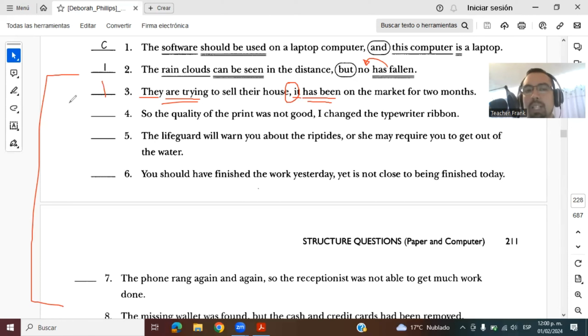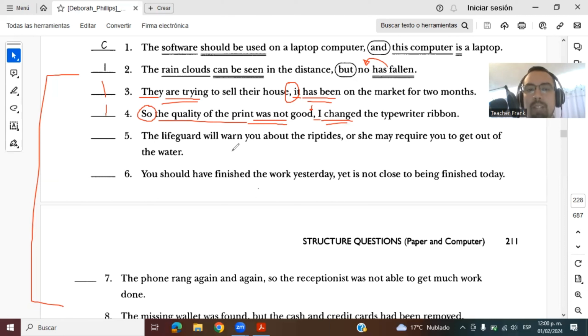Okay, number 4 says, "So the quality of the print was not good. I changed the typewriter ribbon." So "was not good," who or what was not good? The quality of the print. And "changed," who or what changed the typewriter ribbon? I did. We have our connector over here, but it's misplaced. It should be over here, right in the middle. So this one's going to be incorrect. So yeah, up to now, number 3 and number 4 are incorrect.